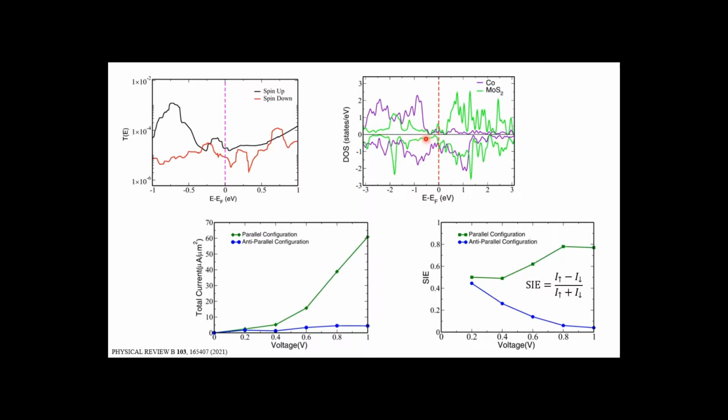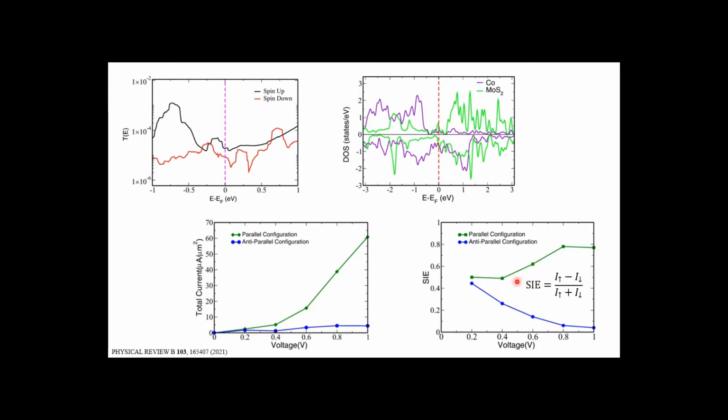And here we can see the projected density of states for the cobalt and MoS2 in the cobalt-MoS2 interface. We can see that the monolayer MoS2, which is a well-known direct bandgap semiconductor material, becomes metallic in the presence of the cobalt. And third, we can see the total current-voltage characteristic of the device in the parallel and the anti-parallel configuration. So we can see that the total current flowing through the magnetic junction in a parallel configuration is always greater than that of the anti-parallel configuration, and this difference is significantly increased at higher voltages.